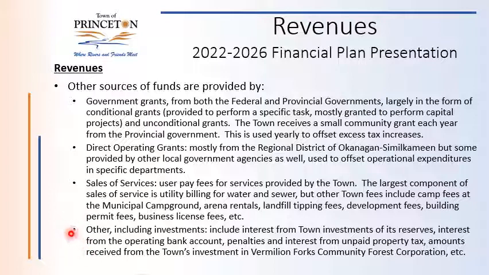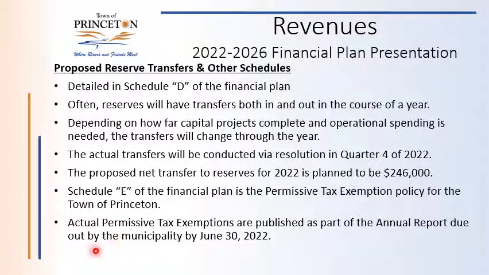There's investment income that we receive from bank accounts. We have an investment in the Community Forest Corporation, which provides us a dividend annually. Penalties and interest from unpaid property tax. So there are other sources of funds as well, but the three primary ones and the fourth one through municipal taxation have all been discussed. And reserve transfers and other schedules. So we reviewed that with the financial plan. So that is our budget presentation.